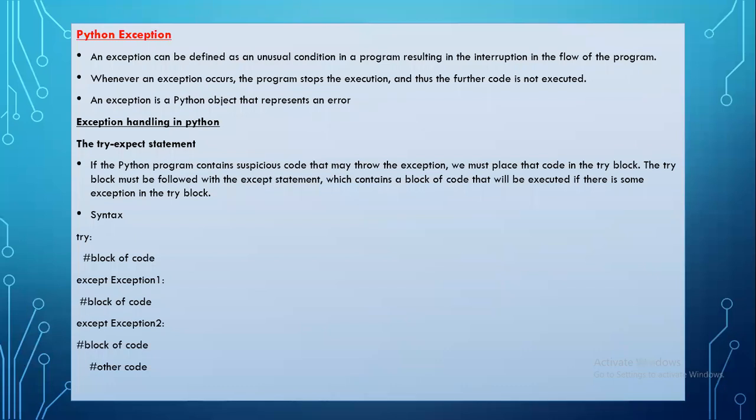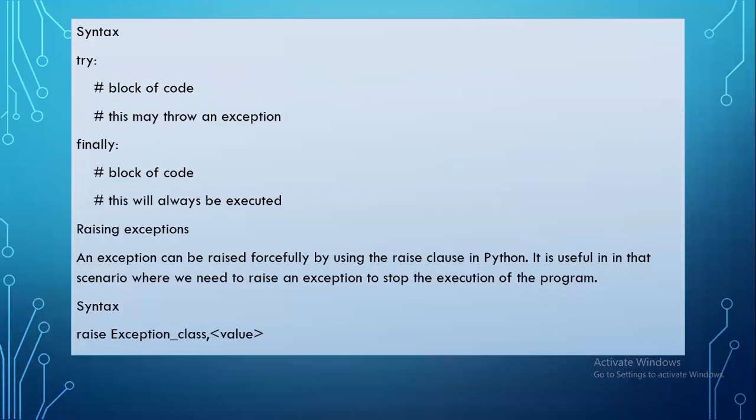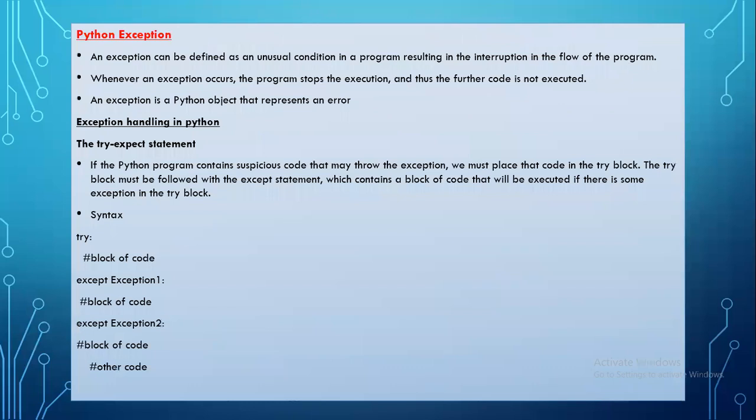Here we have keywords to handle exceptions. We have try and except keywords. Then we have the finally block. Then we have raising exceptions with the raise keyword. So try, except, finally, and raise: these four keywords we use to handle exceptions here in Python. In other languages we have different keywords; here in Python, these are the keywords.